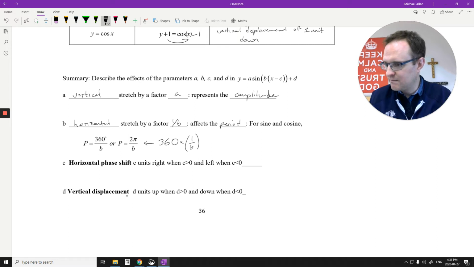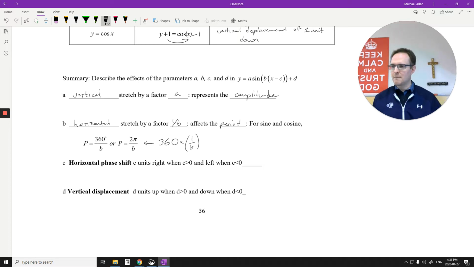I don't know what this little space on it afterwards does, but if C is greater than 0, then it goes right. If it's less than 0, it goes left. And then up and down for the D value. And there's a little space here. I have no idea what they're doing there.